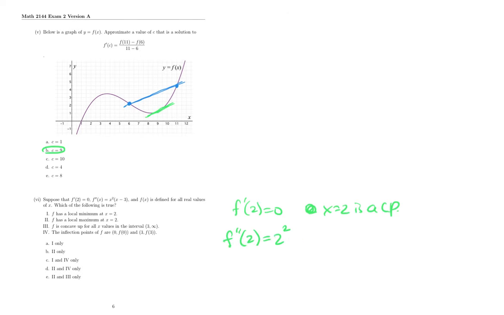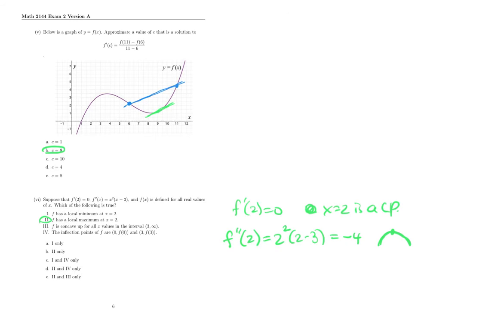Well, it's going to be 2 squared times 2 minus 3. So that's going to be 4 times negative 1, so that's negative 4. So that means that the function is concave down at that critical point, which means the critical point is a maximum. So f has a local maximum at 2. And it says, is f concave up for all values in the interval 3 to infinity? Okay, so I know that 2 is true.